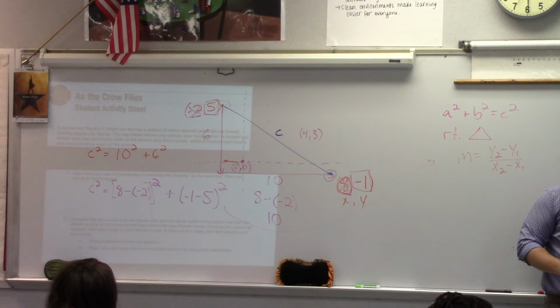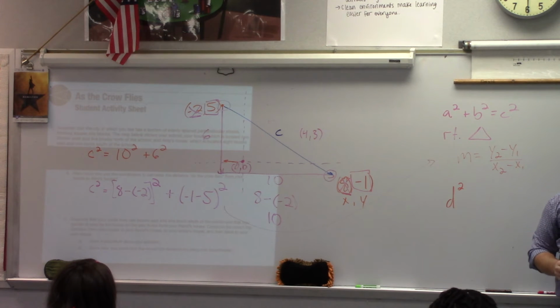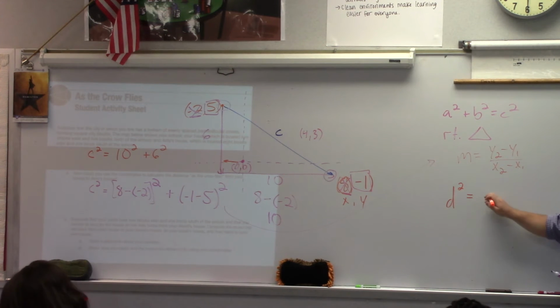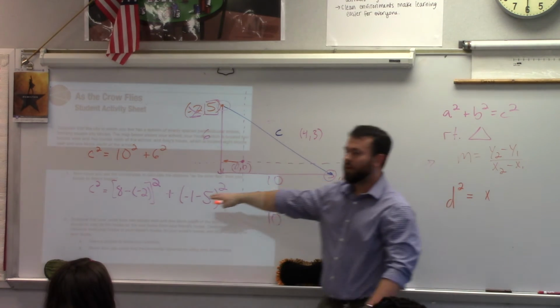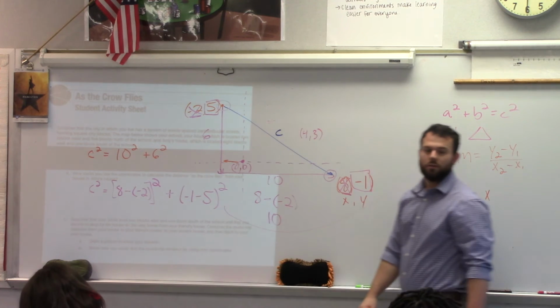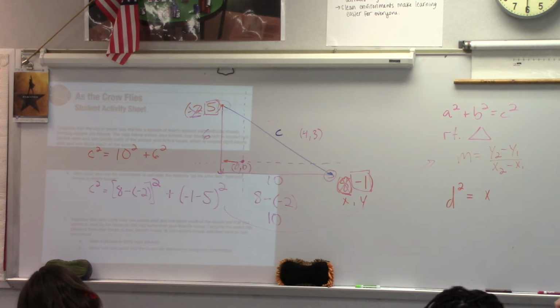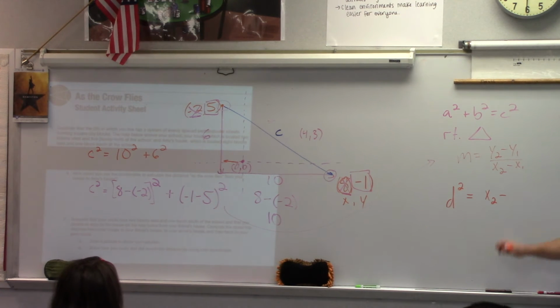to represent distance usually? D would make sense, right? So then the distance squared is equal to x sub... it wasn't 8 here, but remember we said that is the x value of which point? The second point, so x sub 2 minus x sub 1.